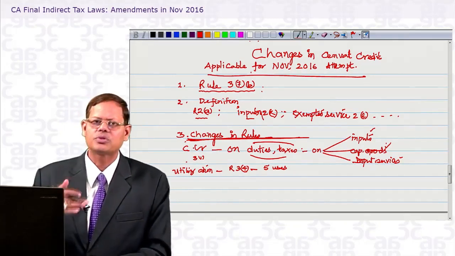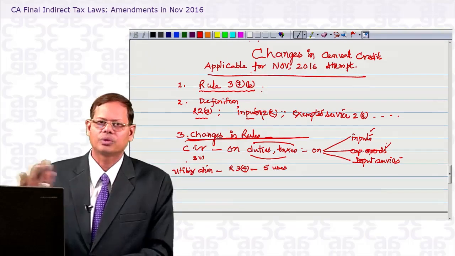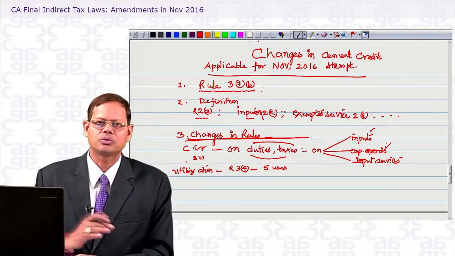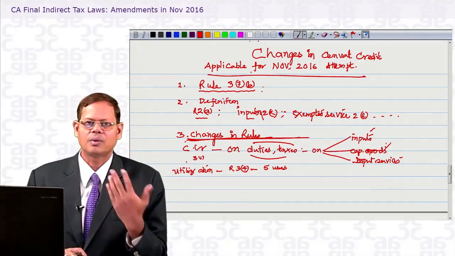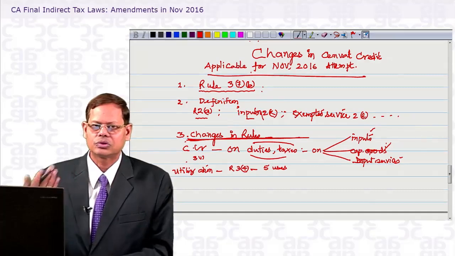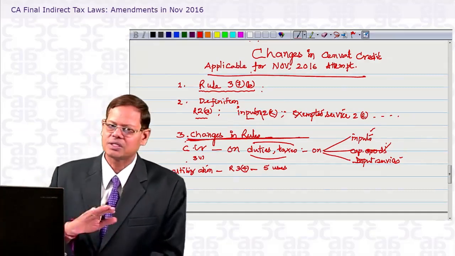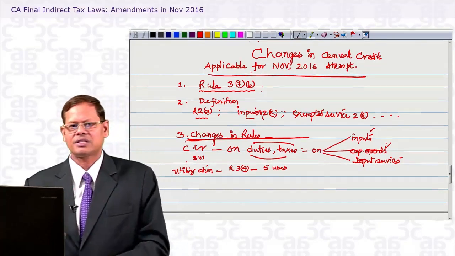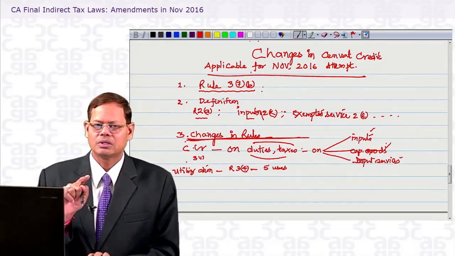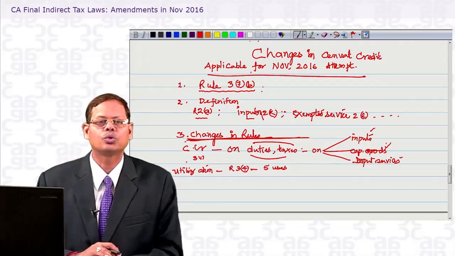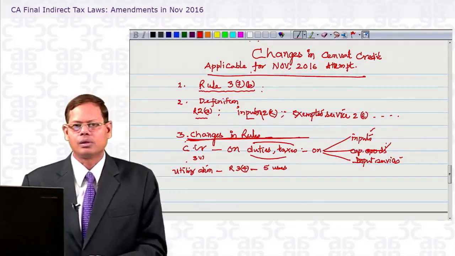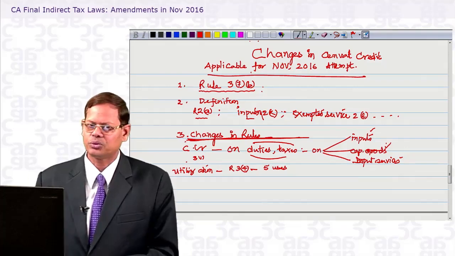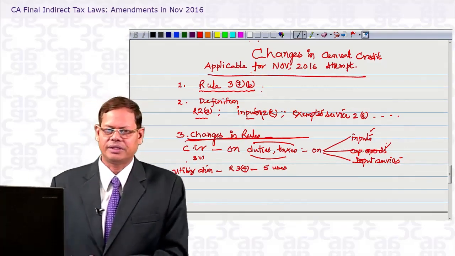And similarly, when inputs are removed as such or without a manufacturing process, or capital goods are removed as such without use, in such cases some amount is payable, so existing credit can be used. That is the basic and primary use. That setup is okay, and it is subject to certain conditions. Conditions have been given through provisos. If you read through rule 3.4 provisos also, you will get all the conditions. Subject to these conditions, you are utilizing the CENVAT credit there.